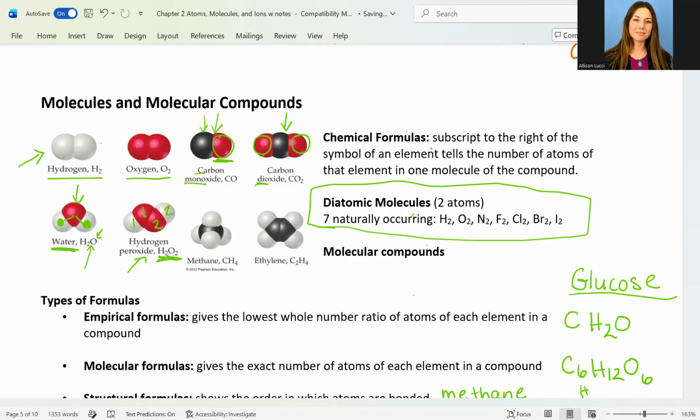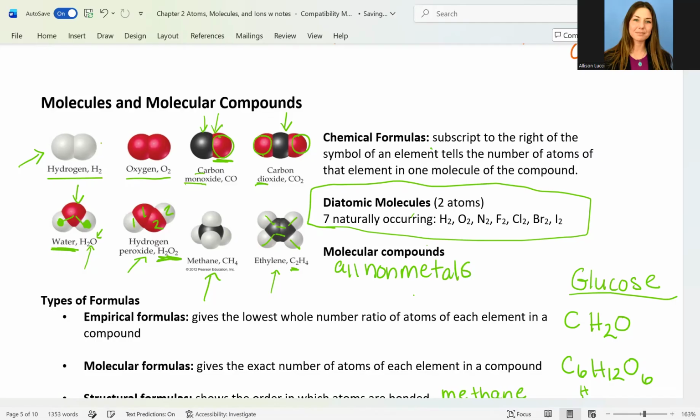Next, we have methane. So methane's chemical formula is CH4, and we see that carbon in the middle, surrounded by 4 hydrogen atoms. And then next door, we have ethylene, which is 2 carbon atoms. We'll see they're doubly bonded, C2 here. And then we have 4 hydrogens coming out in this pattern here. So we can see different arrangements of different atoms will give us different types of compounds here. Specifically, in this case, when there's all nonmetals, we get these molecular compounds.